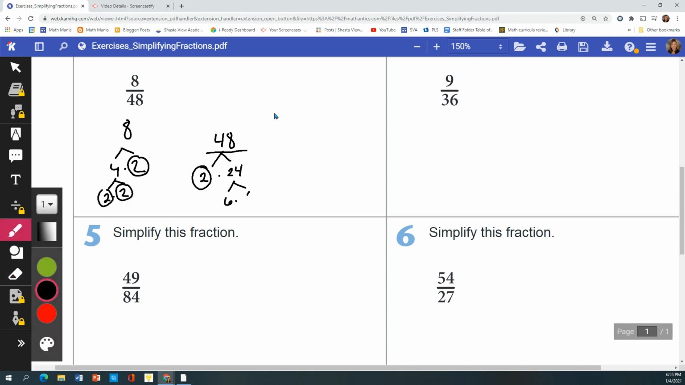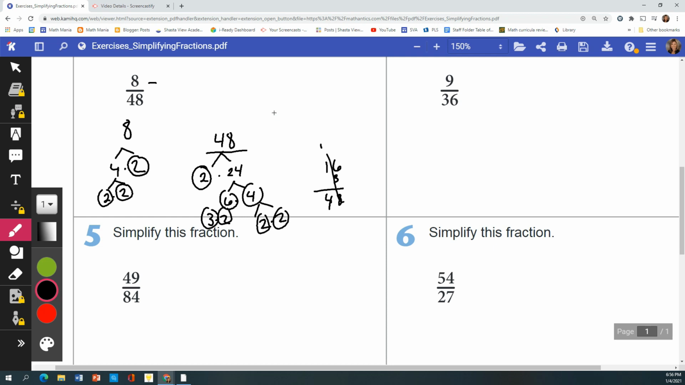Okay, so now I'm going to break this down into 2 and 2. And I know this is going to be 3 and 2. And I can check it really quick because 2 times 2 is 4. And 4 times 2 is 8. And 8 times 2 is 16. And then we can do 16 times 3, and that's going to be 48. So we know our prime factors are correct.